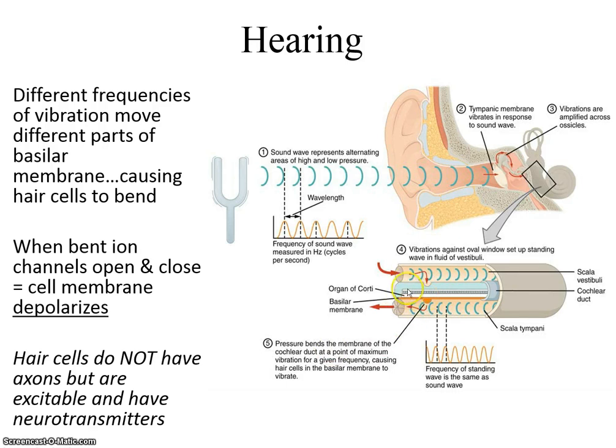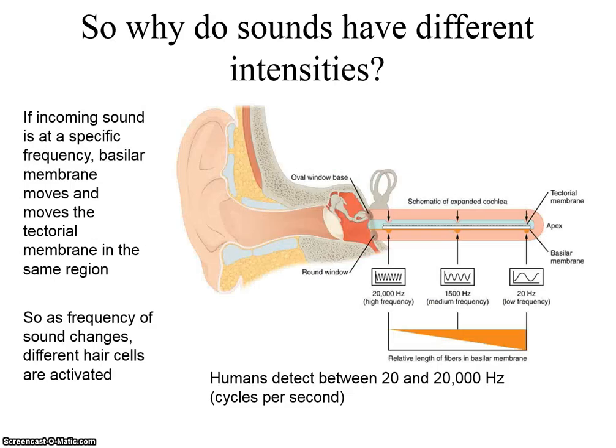And it causes the hair cells here to vibrate, which then opens an ion channel. When they're bent, the ion channels open and close, and the cell membrane depolarizes, right? So while hair cells are not axons themselves, they are excitable and have neurotransmitters, which then do excite, synapse to neurons, right?